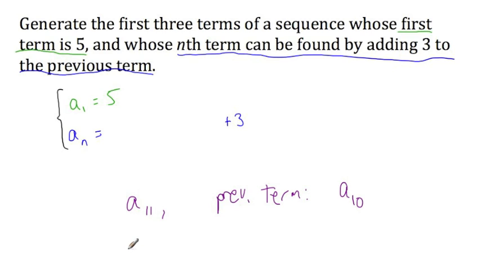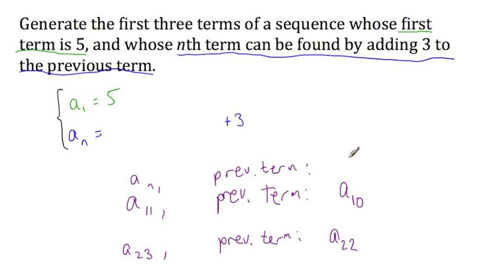Now if we're dealing with, say, the 23rd term, if we're dealing with a sub 23, then the previous term, what would it be? The term that comes before the 23rd term is the 22nd term. So here, when n was 11, when the term that we're generating was the 11th term, the term before was 1 less than that, a sub 10. So we can generalize this. If we're looking for the nth term, then the previous term is simply 1 less than the term that we're on, which we can note by n minus 1.